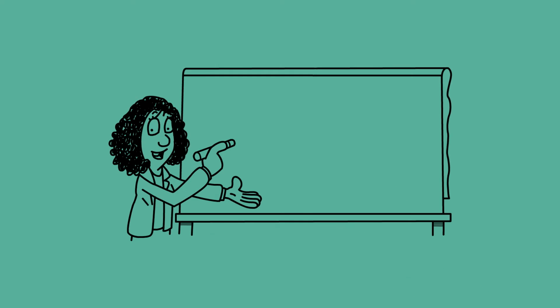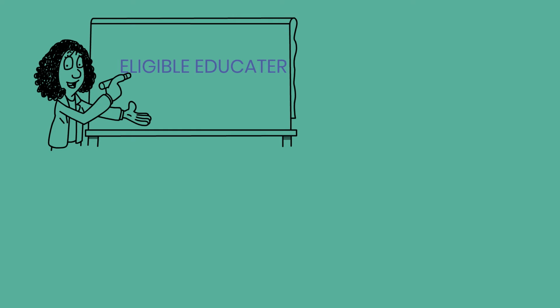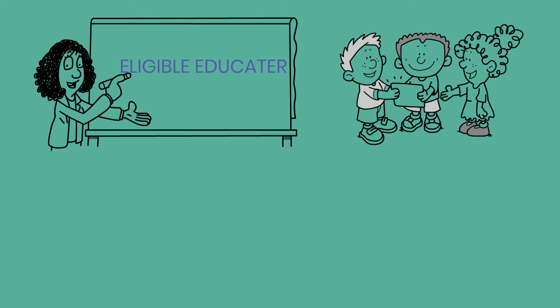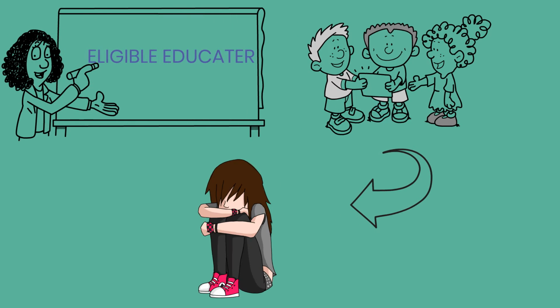To deduct educator expenses, you need to be an eligible educator, which is a teacher from kindergarten through grade 12, an instructor, counselor, principal, or aide who worked in the school for at least 900 hours during the school year.